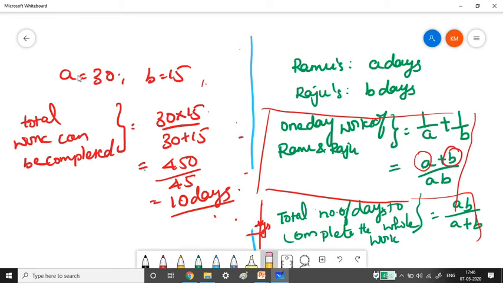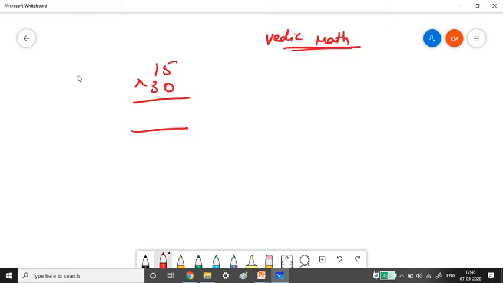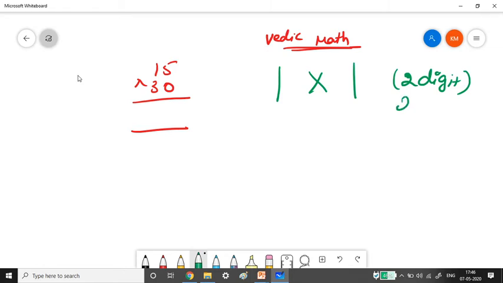Now I'm just erasing this and I'm going to show you a short technique to multiply this. See here what I have done: 15 into 30. This multiplication you can do with a small Vedic math technique. This pattern you have to follow for 2-digit numbers. If you want to multiply 2 digit by 2 digit, you can follow this pattern.